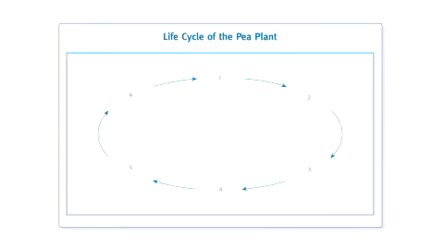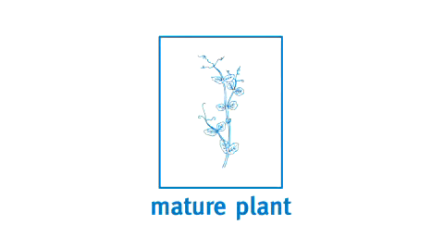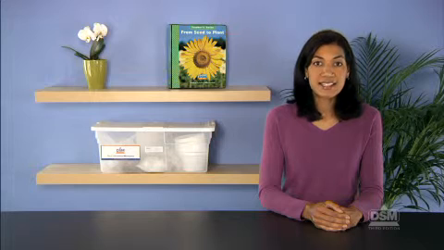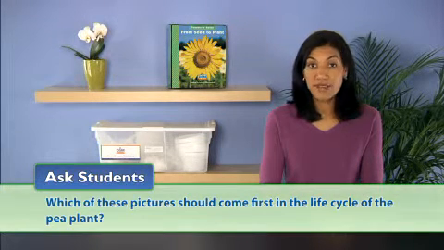Call students' attention to the chart Life Cycle of the Pea Plant, and loosely tape the first 4 pictures in the pea plant life cycle set out of order on the chart. These pictures are seed, sprouted seed, young plant, and mature plant. Point out the picture of the mature plant and explain to the class that a mature plant is a grown-up plant.